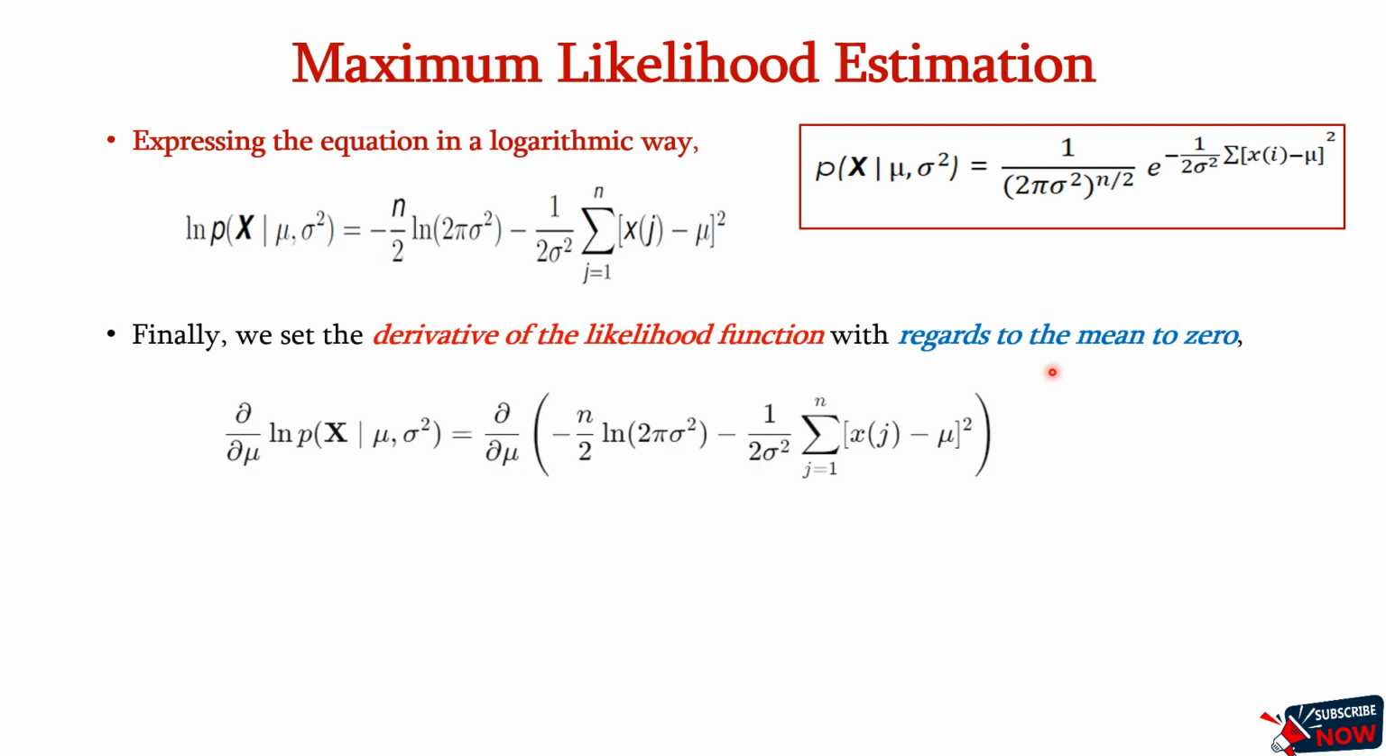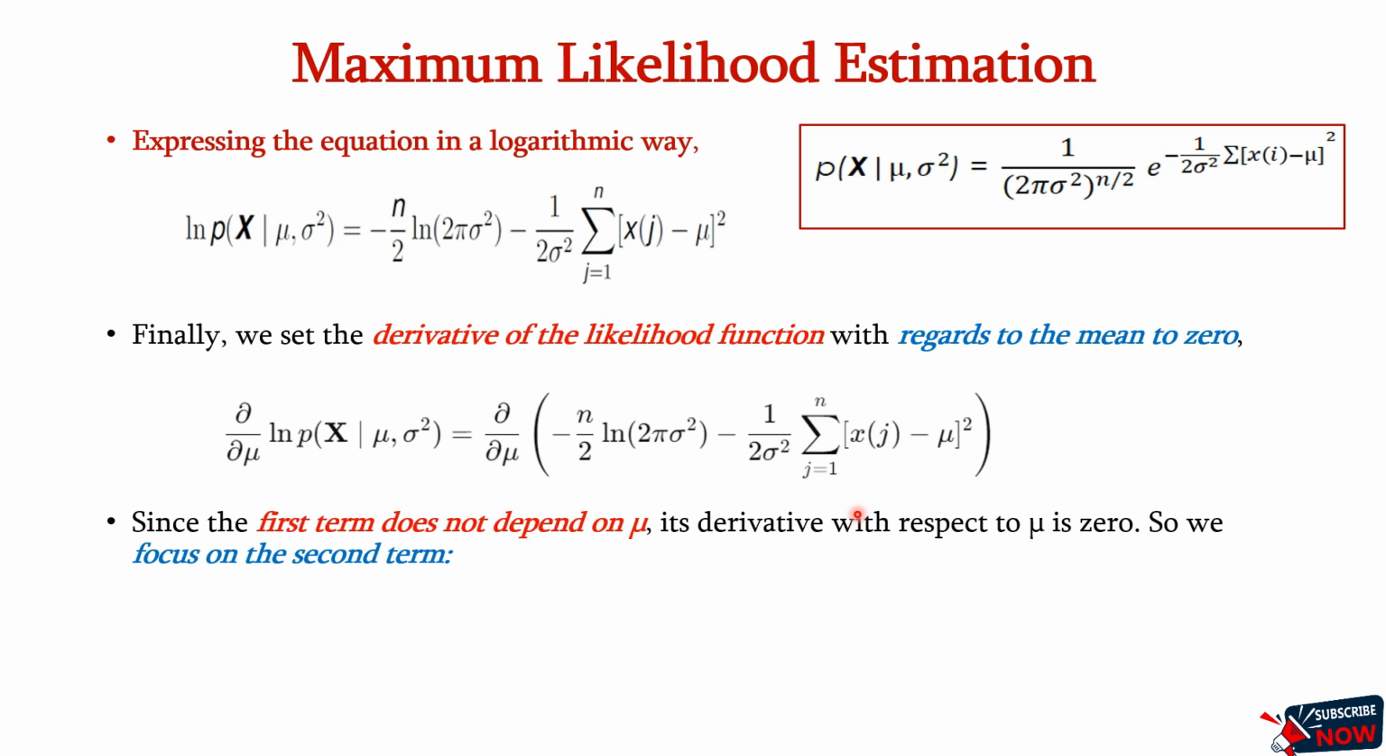So first let us take the derivative of this equation as shown here. Here the first term does not depend upon mu because we don't have a mu term at all here. We have only sigma square. So the derivative with respect to mu is 0 for this term. So we are considering only the second term, and we are applying the derivative to the second term alone.